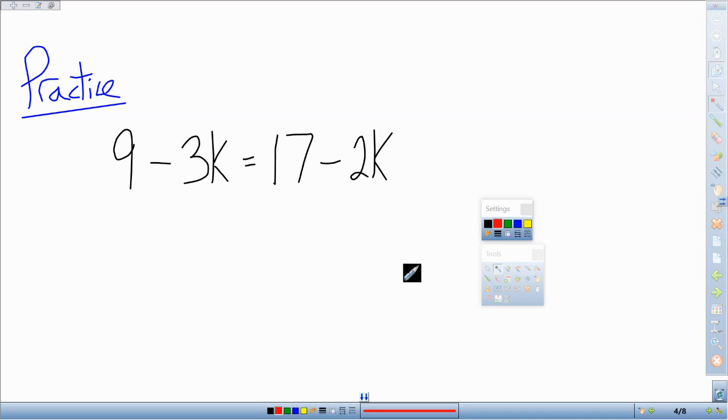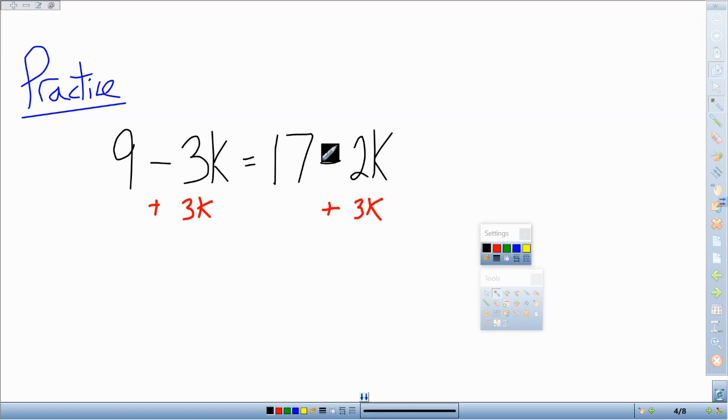Okay, so variables on both sides, negative 3k over here, negative 2k over there. So let's get them to the same side. If I were doing this problem, I would probably add 3k to both sides. But if you added 2k to both sides, that is also fine. You're just bringing your k to the left. I'm going to bring mine to the right. So add 3k. Again, I like this because it's going to give me a positive 1k.